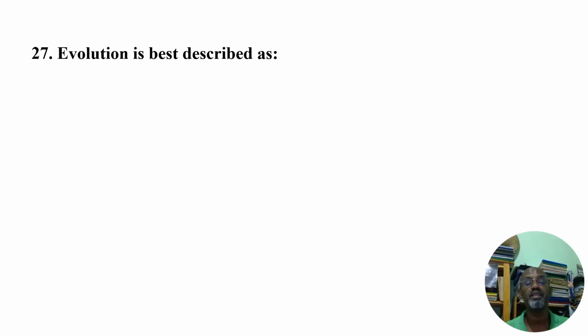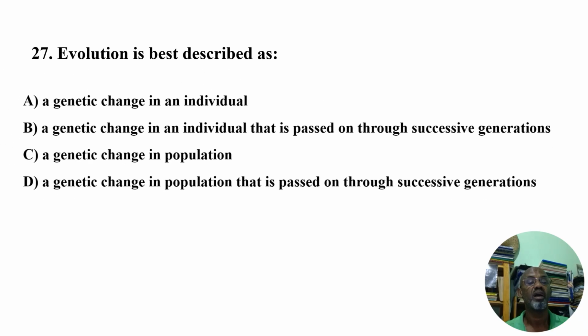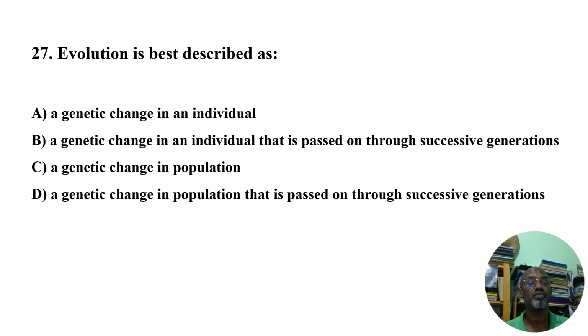Question number 27. Evolution is best described as A, genetic change in an individual, B, a genetic change in an individual that is passed on through successive generations, C, a genetic change in populations, D, a genetic change in populations that is passed on through successive generations. Of course, this is definitely the right definition for evolution.